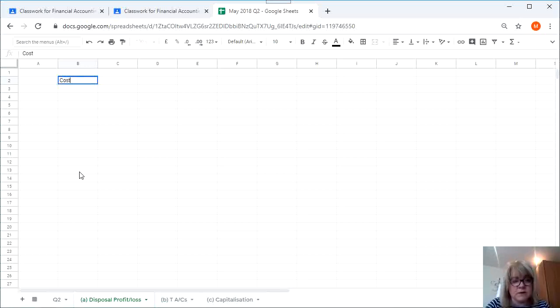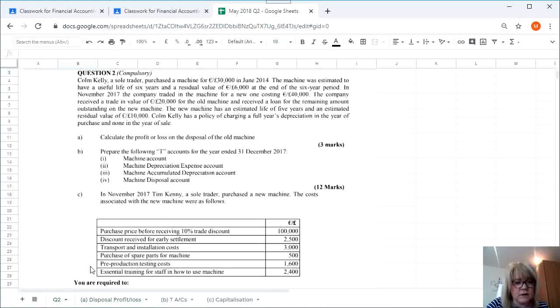First of all, you need to get the cost price of the asset. So it costs 30,000. And then the depreciation: it's 30,000 and it's going to have a residual value of 6,000. So therefore we're depreciating 24,000 over 6 years. So 24,000 divided by 6 will give us 4,000 per year.